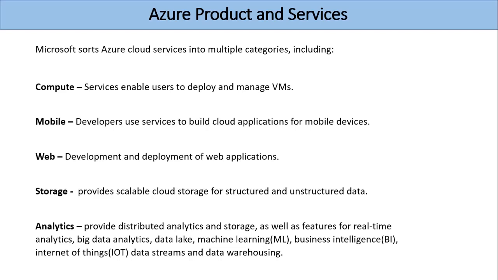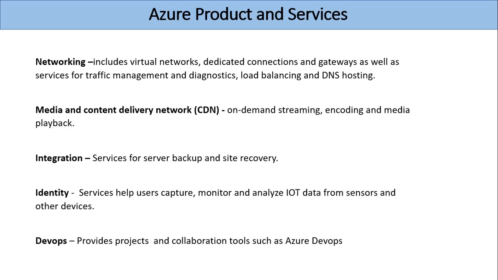Then coming to networking. Networking includes virtual network, dedicated connections, gateways, then load balancing, and all these things are provided in networking. And next service is media and content delivery network, wherein CDN services include on-demand streaming, encoding, media playback, indexing, all these things are covered here.